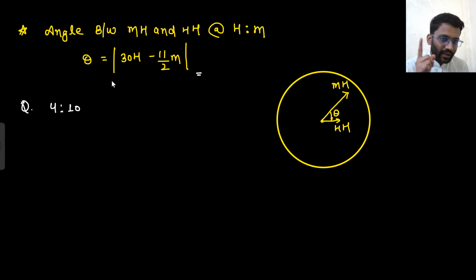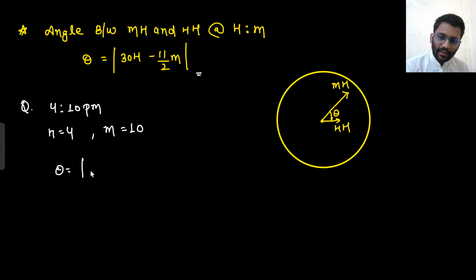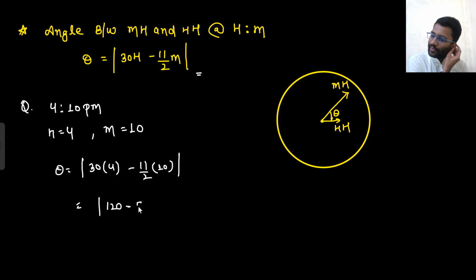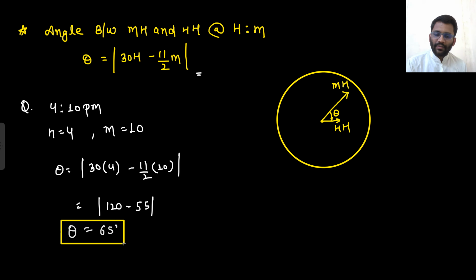So the angle would be mod of 30h minus 11 by 2 m. So 4:10 p.m. they are asking, so h will be 4 and m will be 10. So the angle would be 30 into 4 minus 11 by 2 into 10. So it would be mod of 120 minus 55, which is 65 degrees. So the angle theta would be 65 degrees. That's the answer. Or you can do it by this as well, and here also you are getting the answer.